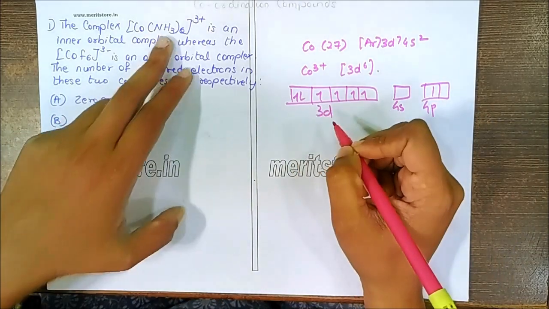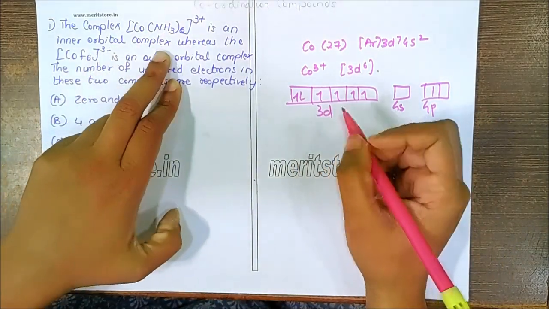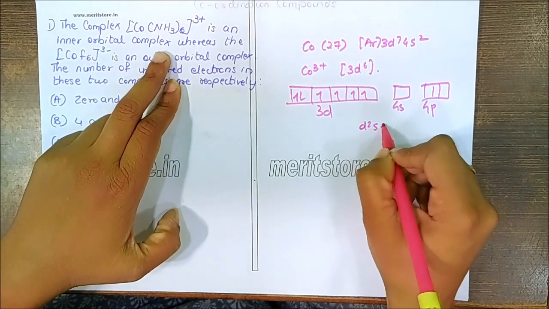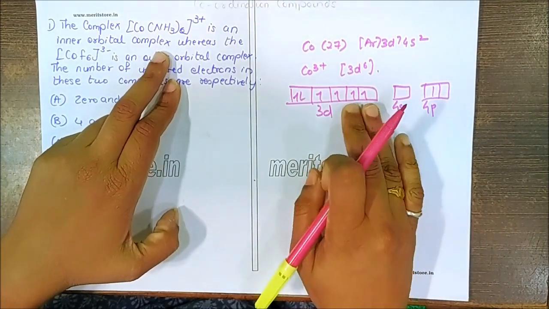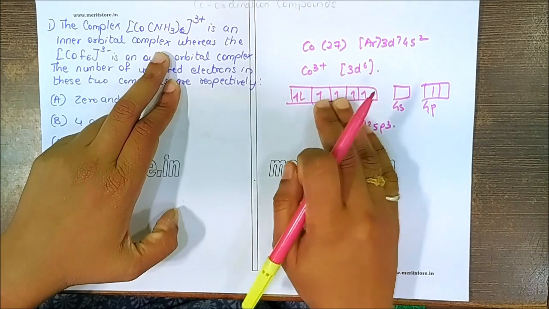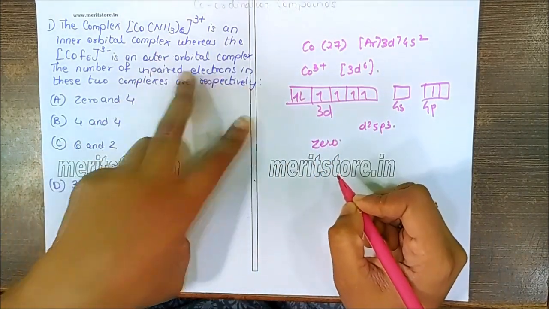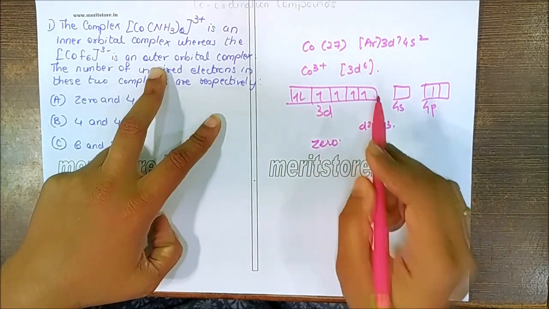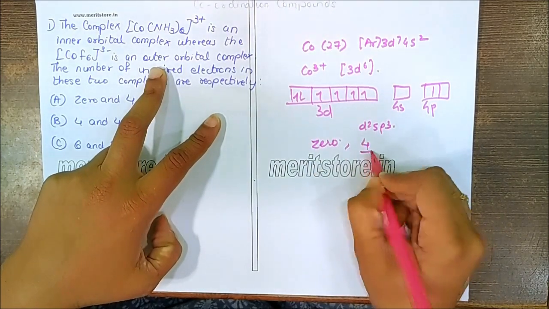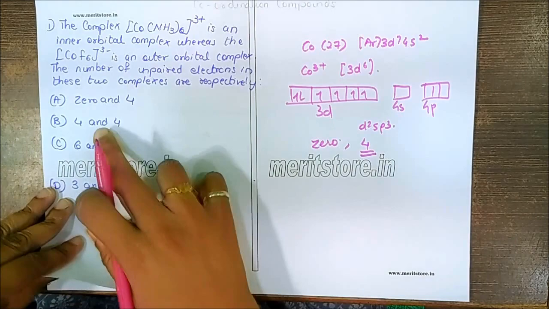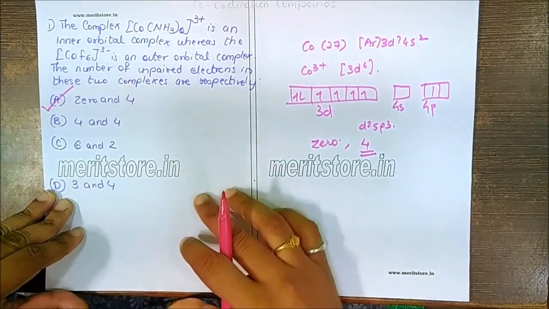Now here the first complex is an inner orbital complex. That means it is d2sp3 hybridization. So 2 of these electrons will shift here. As 2 electrons will shift here, there will be 0 unpaired electrons. But if it is an outer orbital complex, these unpaired electrons will stay as they are. That's why there will be 4 unpaired electrons. That's why the numbers of unpaired electrons are 0 and 4.